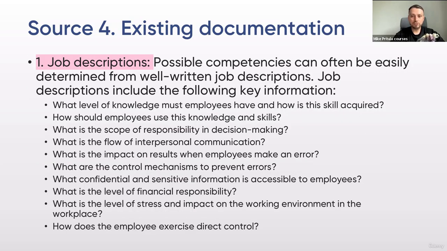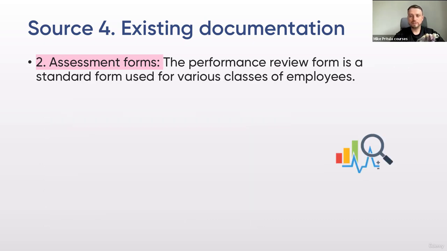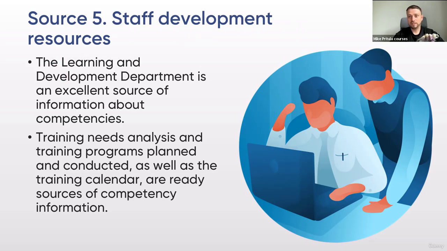Next, existing documentation like job descriptions can also be a source of information. You can extract information from those as well. Here's a set of questions that can suggest what competencies are required. Next, there can be different forms of assessment. For example, if the company has already evaluated people but didn't have a competency model, that assessment may already include some competencies that were evaluated. Accordingly, those can be used for further analysis.